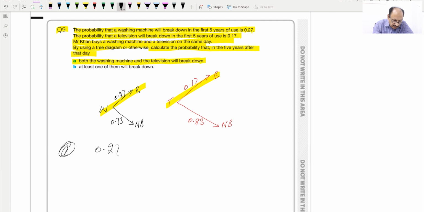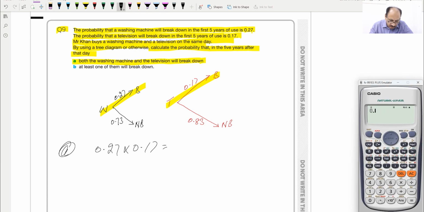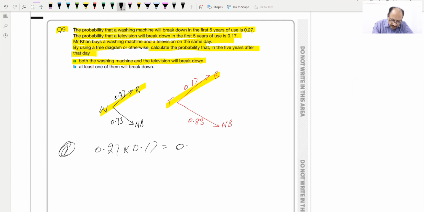So it will be 0.27 multiply by 0.17, and this will be giving us 0.27 multiply by 0.17 is equal to 0.0459. This will be the probability for both broken. Then at least one of them will break down.